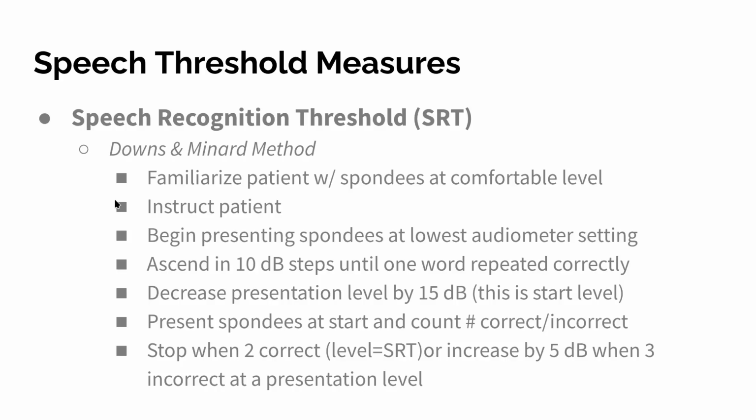You ascend in 10 dB steps until one word is repeated correctly. Then you decrease the presentation level by 15 dB. This is the start level. Then you present spondees at start and count the number correct or incorrect. You stop when you get 2 correct, or you increase by 5 dB on the attenuator when 3 are incorrect at a given presentation level. So the threshold is met when you get 2 correct at a given presentation level, and you increase it by 5 dB when you get 3 incorrect. That's the gist of the procedure.